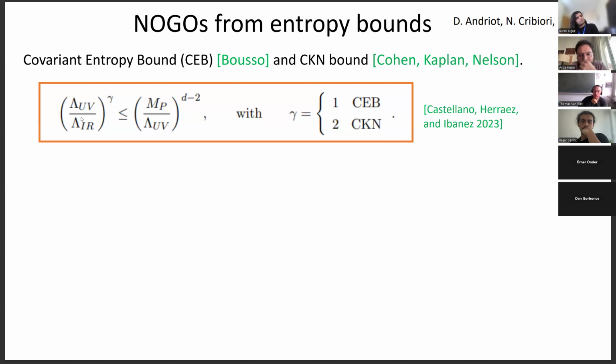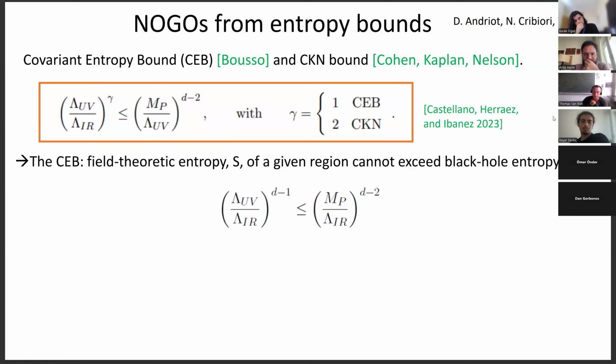And so what are these entropy bounds telling us? It is that the ratio between these two extreme scales is bounded by how much the Planck mass is bigger than the UV scale. And this depends on the dimension I'm in, okay? And so the weakest bound is with gamma equal 1. And the strongest bound is with gamma equal 2. That is the CKN bound. So let me quickly remind you where these bounds come from.